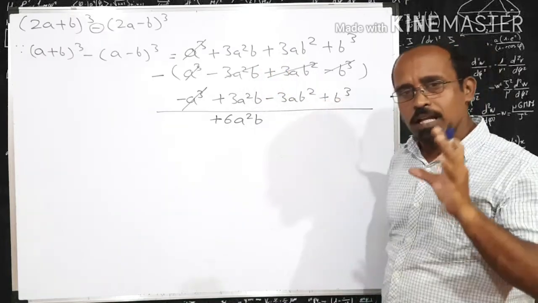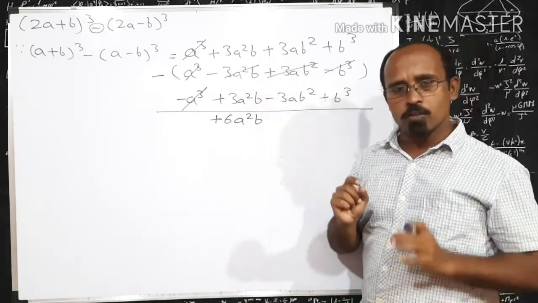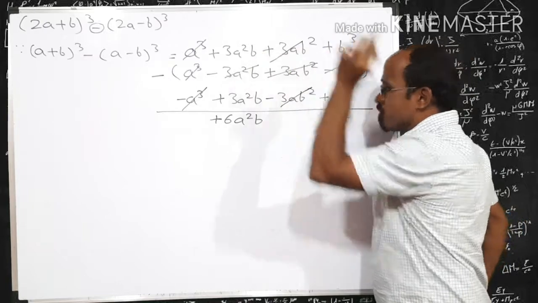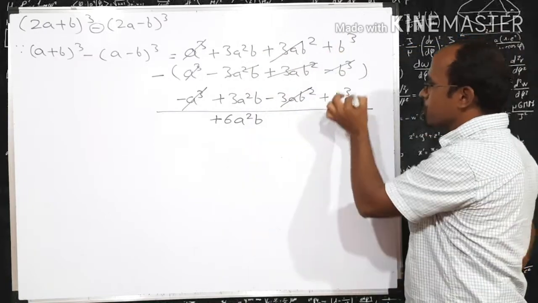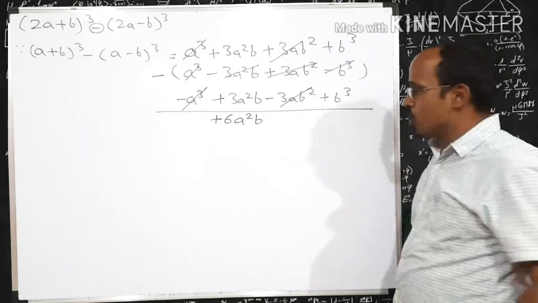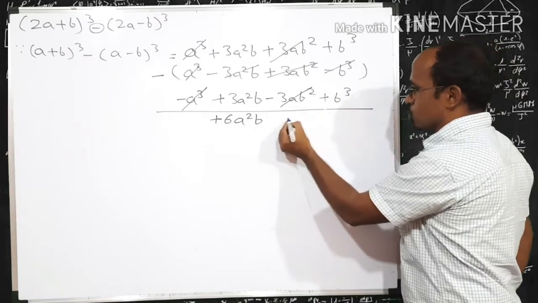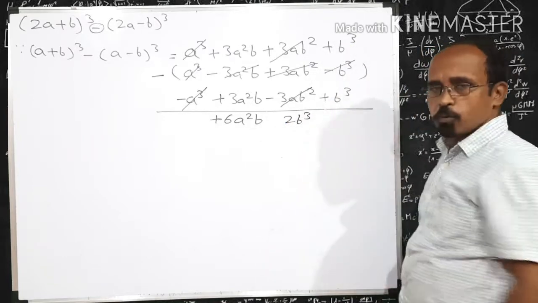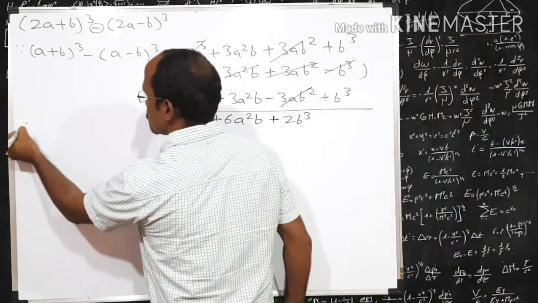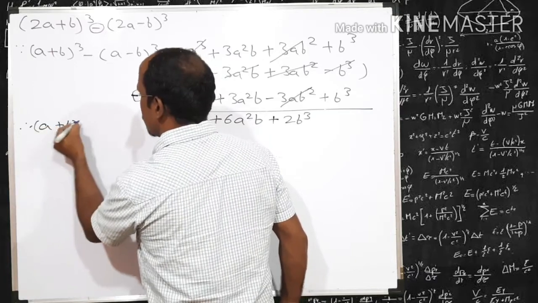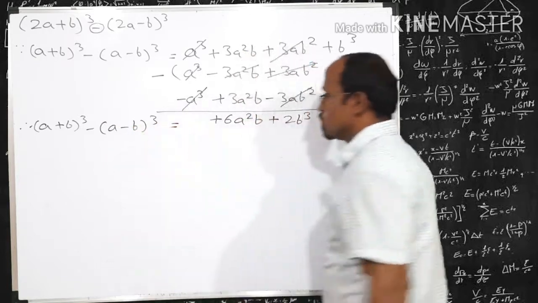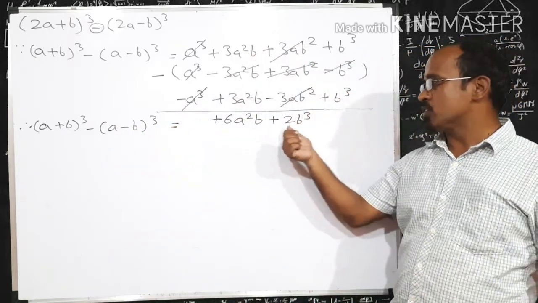ab² are like terms, symbols are different, so we have to subtract. 3ab² − 3ab², answer is 0, right? Means they cancel each other. b³ plus b³, once again these are like terms. Symbols are the same, so we can add them. b³ + b³ is equal to 2b³. The symbol of both b³ is plus, so the symbol of the answer is also plus. Therefore, (a + b)³ − (a − b)³ is equal to 6a²b + 2b³.